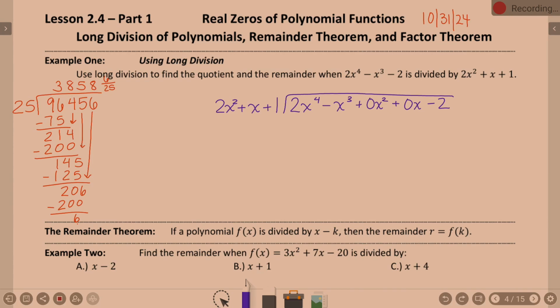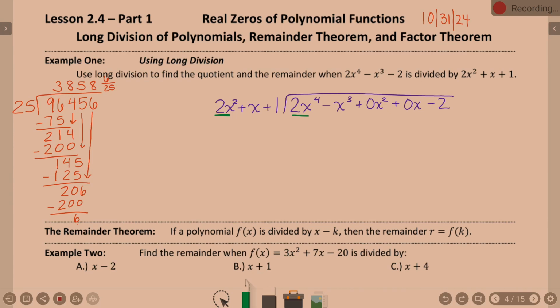As we go through this, yes, we're dividing by 3 terms. I don't know what you guys remember from last year. I always just look at the first term into the first term. So I'm asking myself, if I think back to how I say it to an elementary kid, how many times does 2x squared go into 2x to the fourth? Or how many times does 25 go into 96? But really what we're saying is 25 times what is 96, right?